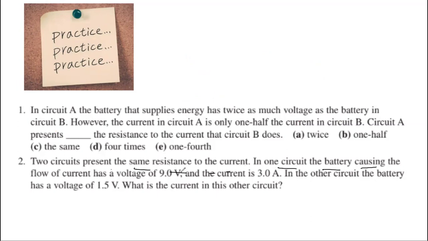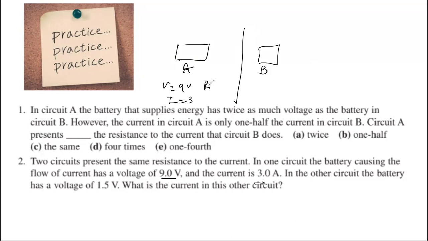Question number 2: the two circuits present the same resistance to the current. In one circuit, the battery causing the flow of the current has a voltage of 9, and the current is 3. In the other circuit, the battery has a voltage of 1.5. What is the current in this other circuit? Feel free to pause here and try to solve this question. See what is given to you and what is being asked. So you have one circuit, let's say A, and another circuit, let's say B. In circuit A, you are given V equal to 9 volts and the current is 3 amperes. What is the resistance in this circuit?